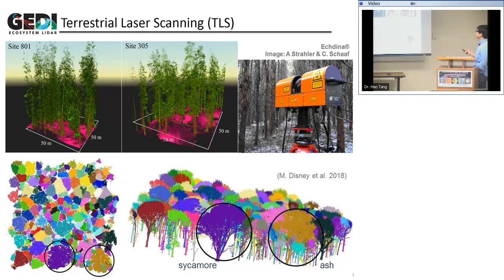So this is their cute instrument called Echidna. But that was really like more than 10 years ago. These days, TLS developed so fast that there are a bunch of powerhouses in the commercial market that kick in. Notably, this data, for example, comes from the RIEGL VZ-400 scans in London, and some work done by Matt Disney. So we can identify individual tree crowns here, a sycamore and an ash.